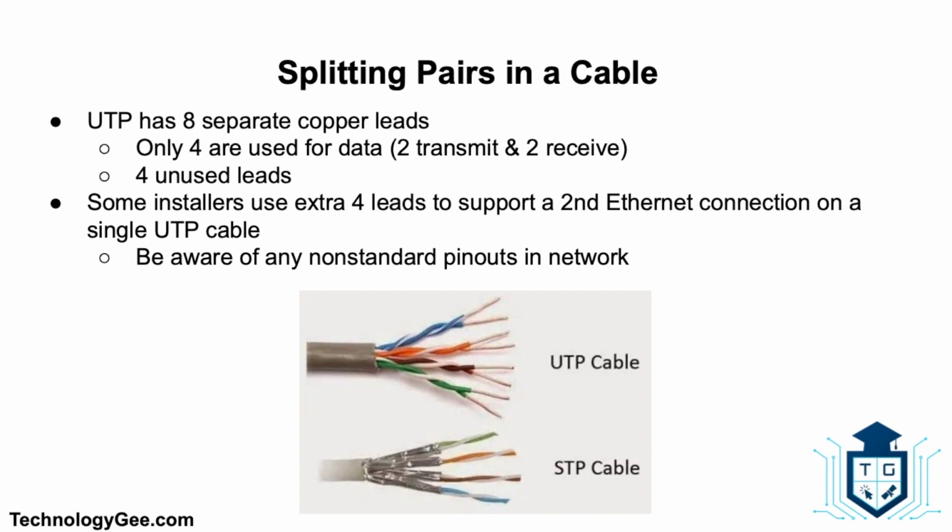Then we have splitting pairs in a cable. So an unshielded twisted pair cable consists of 8 separate copper leads. However, only 4 of those 8 leads are used for data, 2 to transmit and 2 to receive. This results in 4 unused leads. Some installers use those 4 extra leads to support a second Ethernet connection on a single untwisted pair cable. Although such an approach can function, non-standard wires are being used for connecting the second Ethernet connection. Therefore, you should be aware of any non-standard pinouts used in the network that you are troubleshooting.